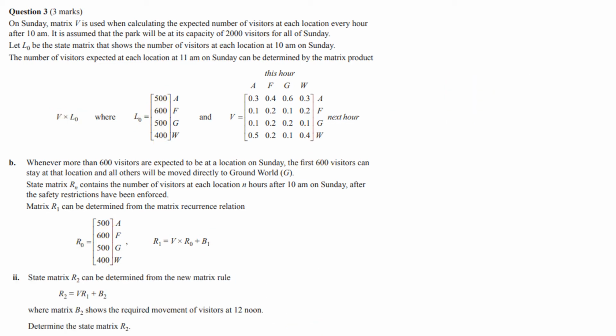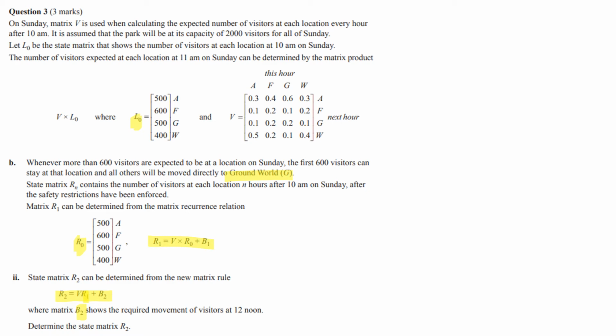Okay, this is one of the hardest questions I've seen in matrices. Now, we know L naught and R naught are the same, so I didn't change them on the calculator, you'll see in a moment. We've got this equation to get R1, and then we use that R1 to find R2, but we have to notice that B2 is not the same as B1. You've got to readjust. So anybody who is over the 600 gets moved to Ground World. So that means there might be more than one place that's doing this.